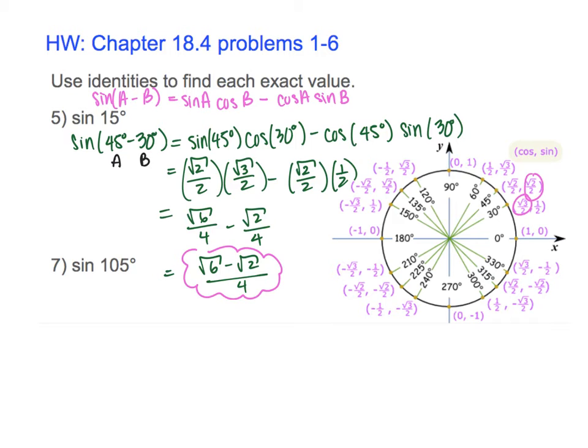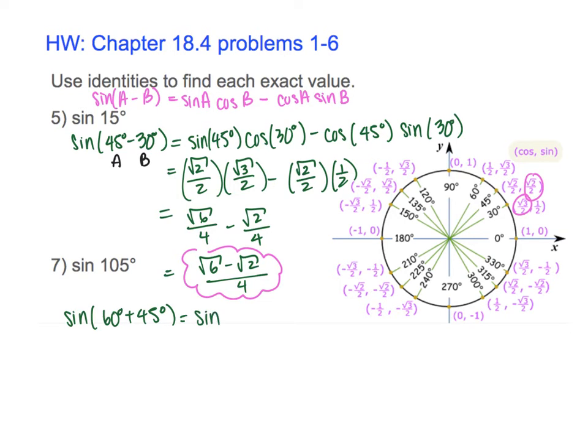Okay, so our last one here is we're doing sine of 105. And so this one here, to get 105, just like last time, we had to add 45 with 60 degrees. Let me write 60 first. 60 degrees. It doesn't really matter the order. So I have 60 plus 45.